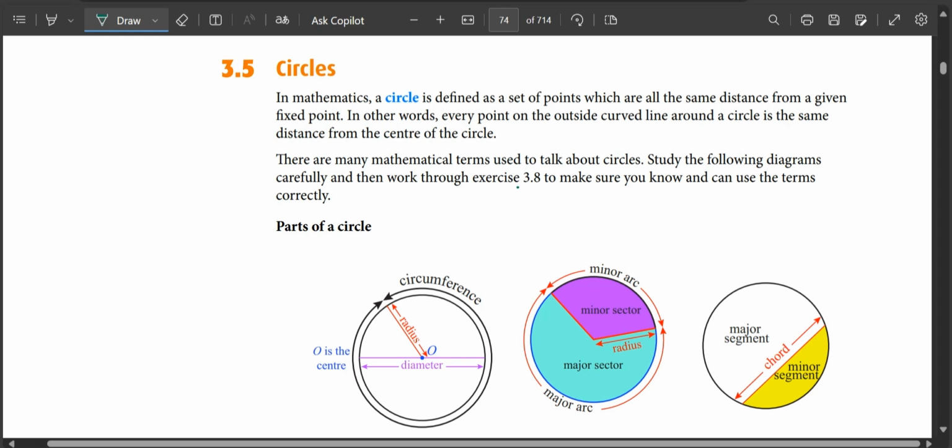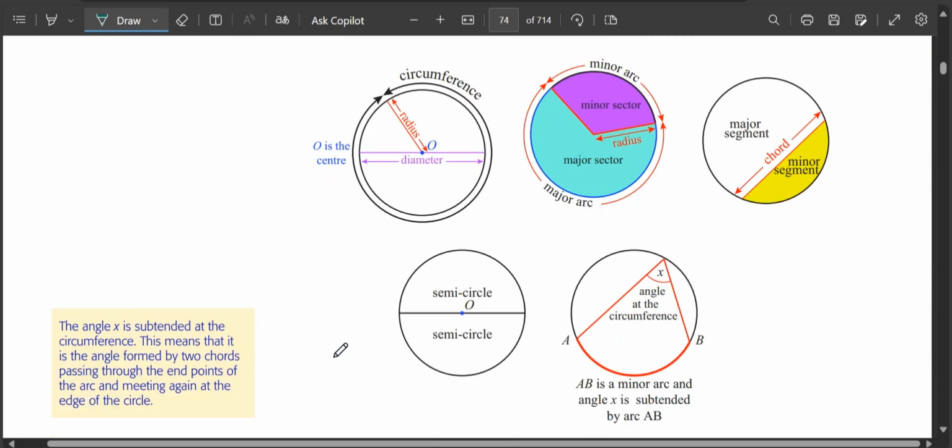Alright, so in mathematics, a circle, we all know what a circle is. Circles are defined as a set of points which are all at the same distance from a given fixed point. This distance will be the same for all the points. Okay? So every point on the outside curved line around a circle is the same distance from the center of the circle. Let's look at the parts of a circle in detail. These are the ones which we are going to look at.